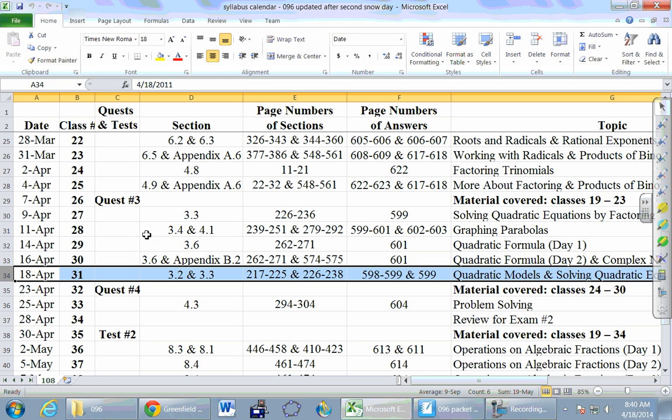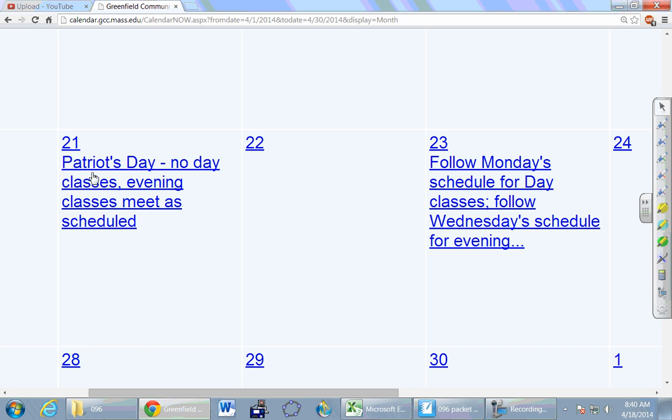So we'll take a quick look at the calendar. Today we're going to talk about quadratic models, that is word problems. Notice that there is no class on Monday, which is Patriots Day. So I pulled up the academic calendar. This is Monday. No day classes, but if you do have a Monday night class, you should go to it on Monday. And the Wednesday coming up is a special day.